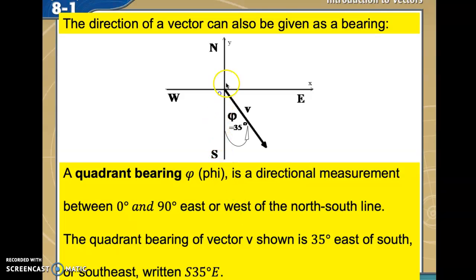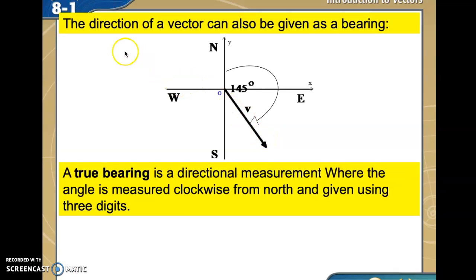So you can see we make the angle here. This is the south, and from the south you go to the east direction. There is east, and it makes a 35 degree angle. The direction of a vector can also be given as the bearing. So bearing always starts from the north in the clockwise direction. So this angle is 145 degrees.